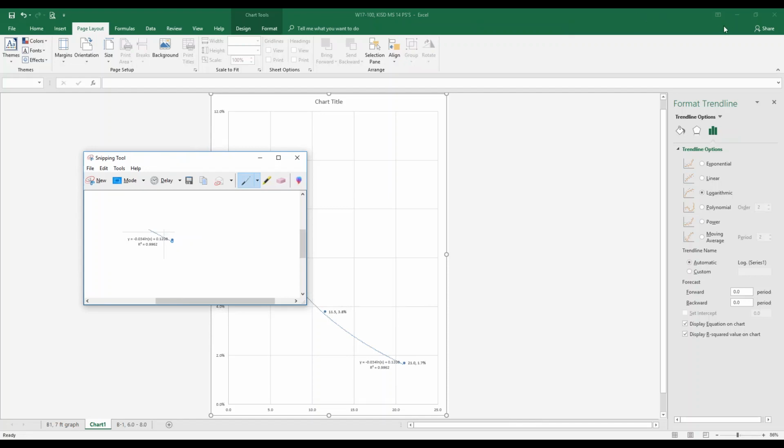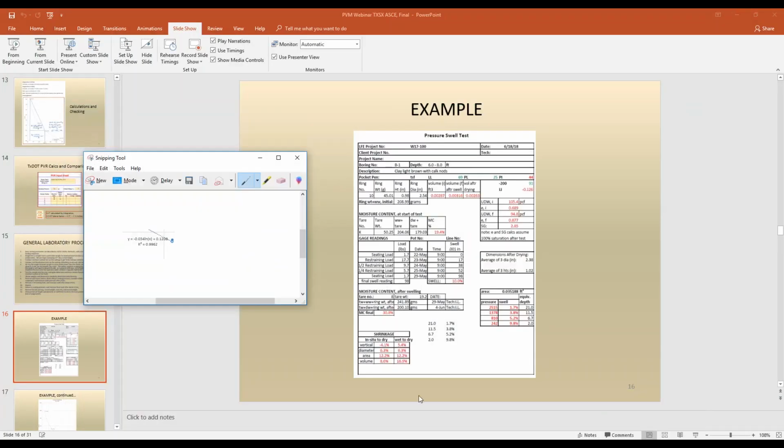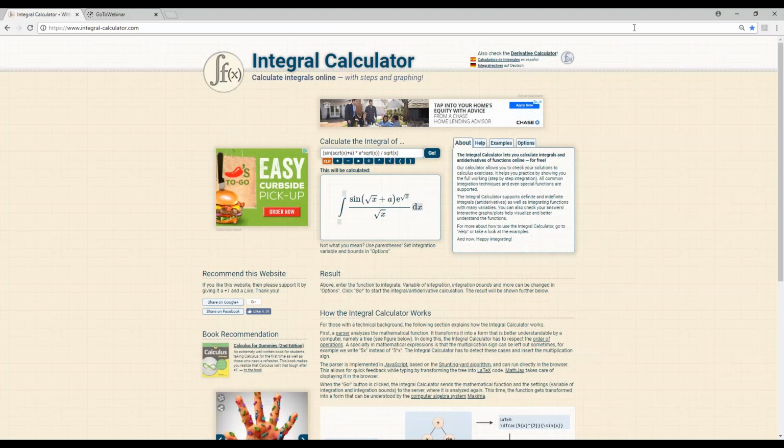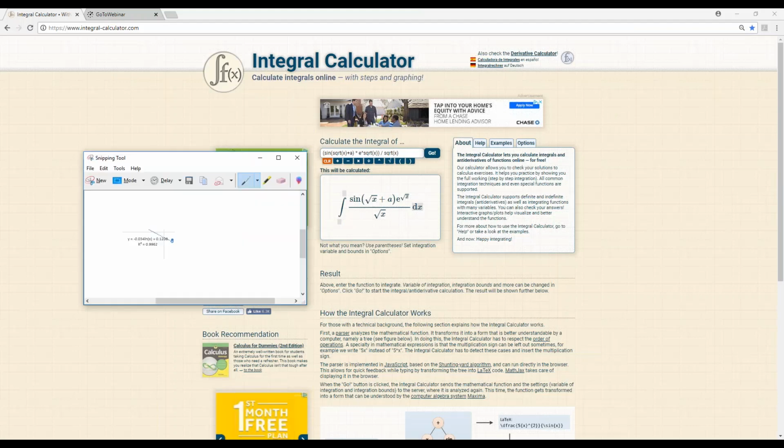Okay, we're displaying the formula there. I'm going to back out of this one. And now going to the online integrator. And there's the formula.